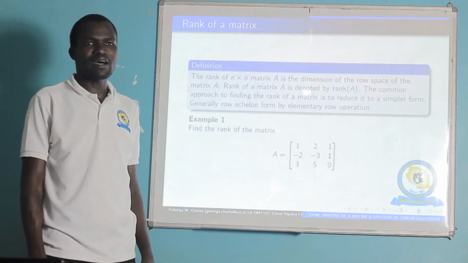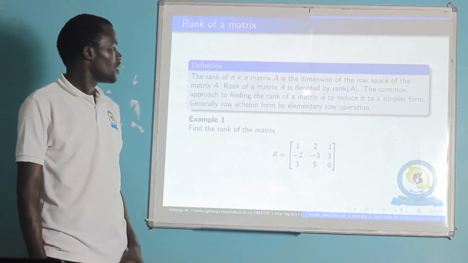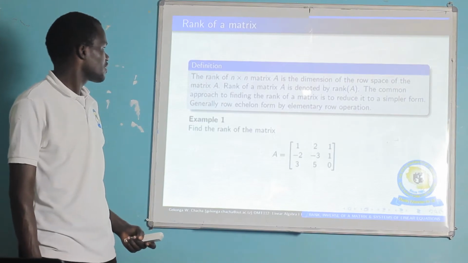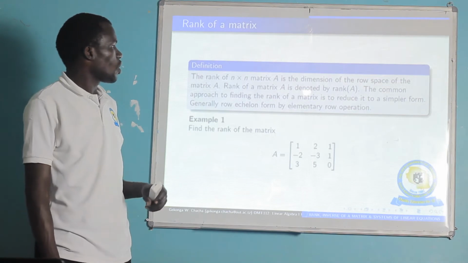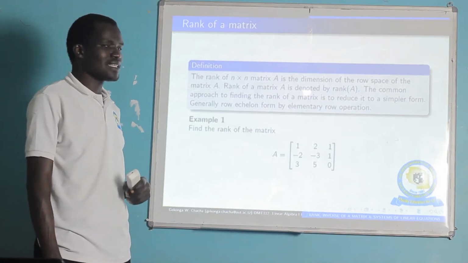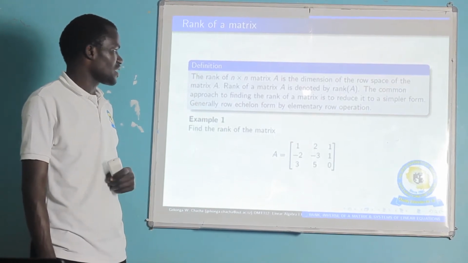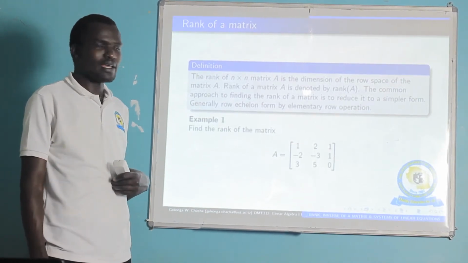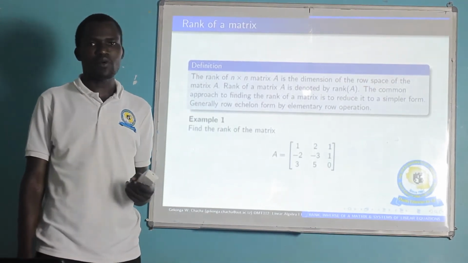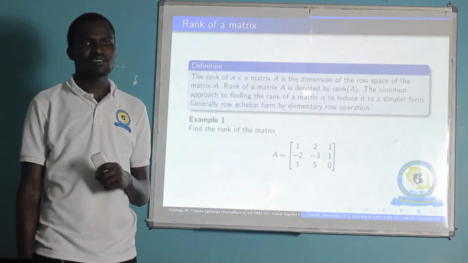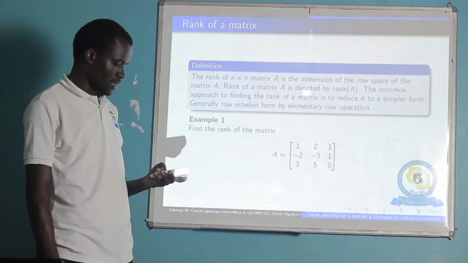Starting with the rank of a matrix. What's the rank of a matrix? Rank of a matrix, let's say rank of an n times n matrix, is the dimension of the row space of the matrix A. Rank of a matrix A is denoted by rank(A). The common approach of finding the rank of a matrix is through row reduction. Okay, let's see an example.